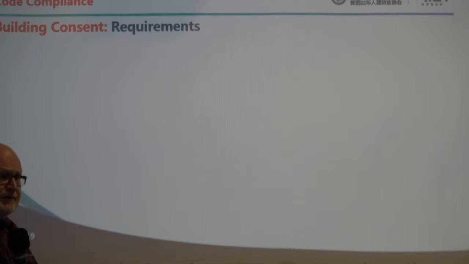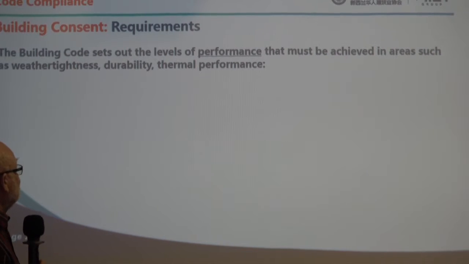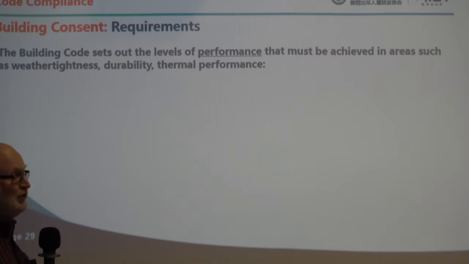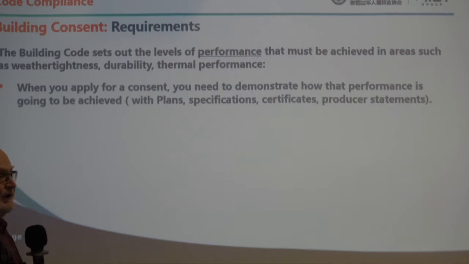So still in terms of compliance, having got the building code in place, we have to apply that to a building consent. We need approval to build our building by the issuing of a building consent. So the building code sets out the levels of performance that must be achieved, such as weather tightness, durability, and thermal performance. When you apply for a building consent, you need to demonstrate how that performance is going to be achieved.